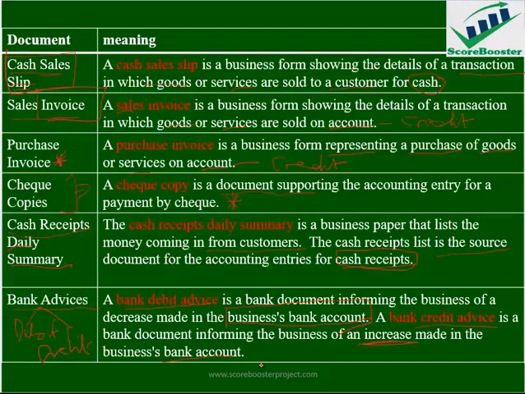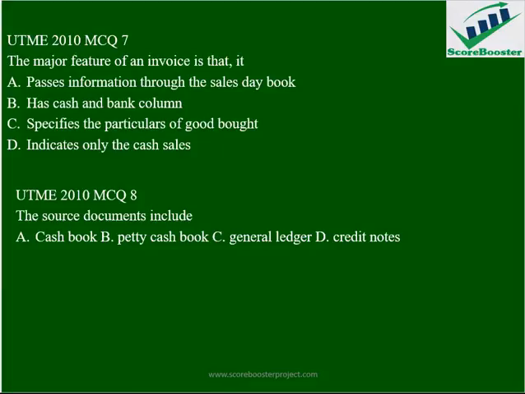the point of emphasis here is, especially for the students that are writing JAMB, the examiner might define any one of these and give us any of these options. So we must know what each of these stand for. And for students that are writing WAEC, examiner can list any one of these and want us to explain them. They can even ask us to list and explain them, and this should be a free mark question. Now, if you look at these two examples we picked from past questions for UTME students, the examiner said the major feature of an invoice. What is an invoice?